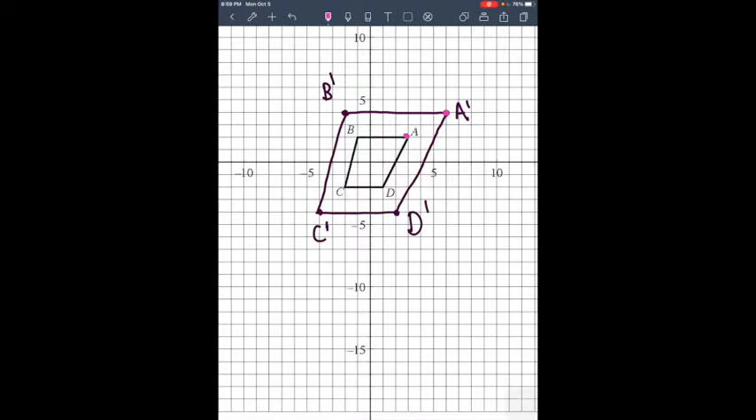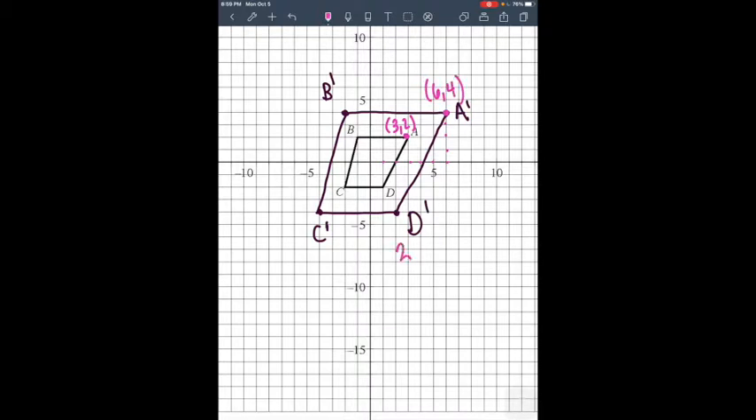So point A, I just picked a set. You could do B, B prime. I'm doing A and A prime. Point A is 3, 2. And point A prime is 1, 2, 3, 4, 5, 6, 1, 2, 3, 4, so 6, 4.